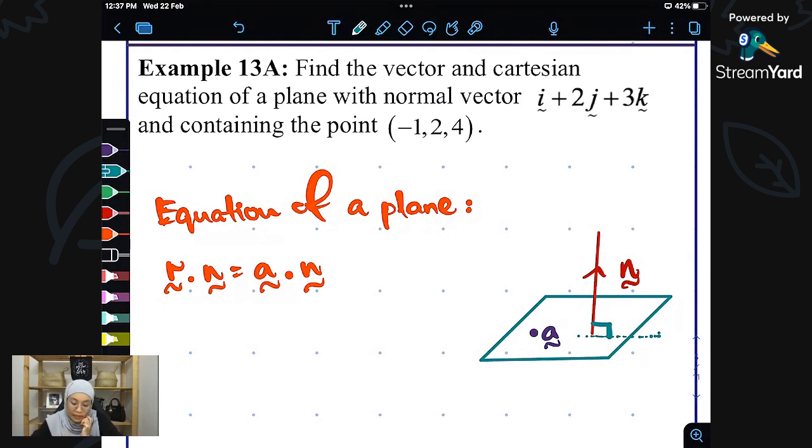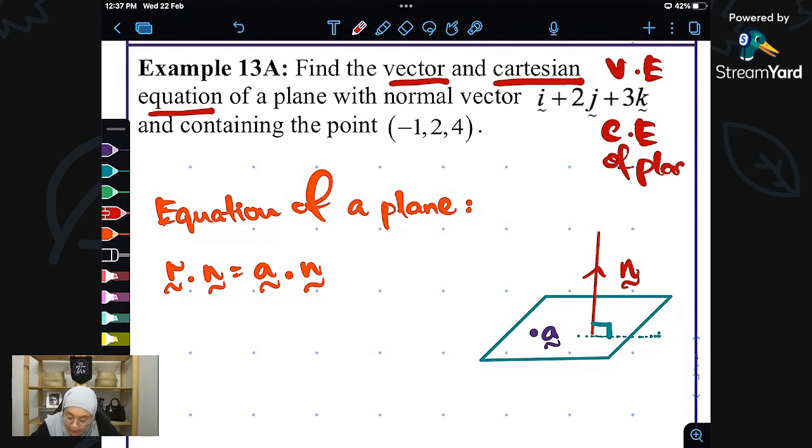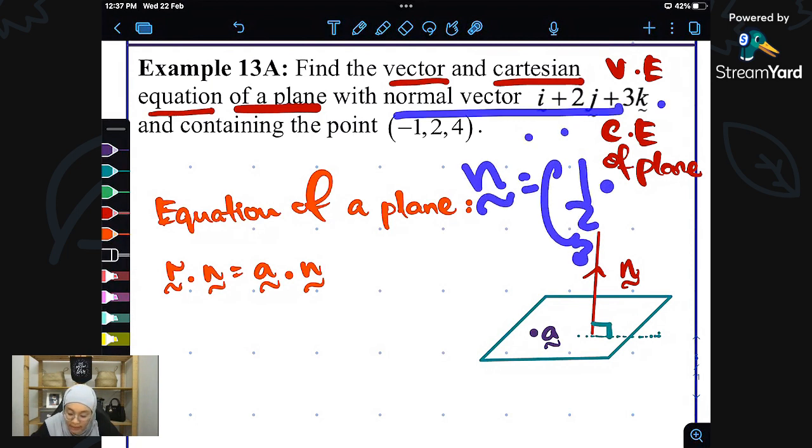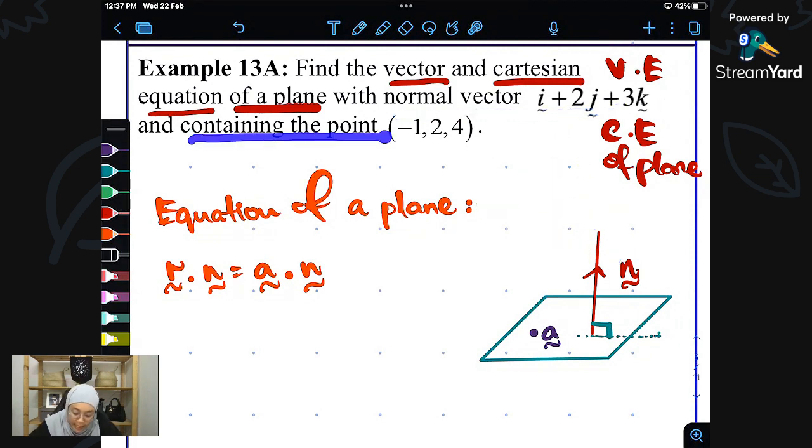Alright, so now kita disuruh untuk cari apa ni? Kita disuruh untuk mencari vector and Cartesian equation. So we gotta find the VE and then we gotta find the CE of what? Of plane. Kena biasakan tulis sama ada of plane or a line. Tapi dia kata dia nak of a plane, with a normal vector which is i plus 2j plus 3k, which is normal vector kita adalah 1, 2 dan 3. And containing the point negative 1, 2 and 4.